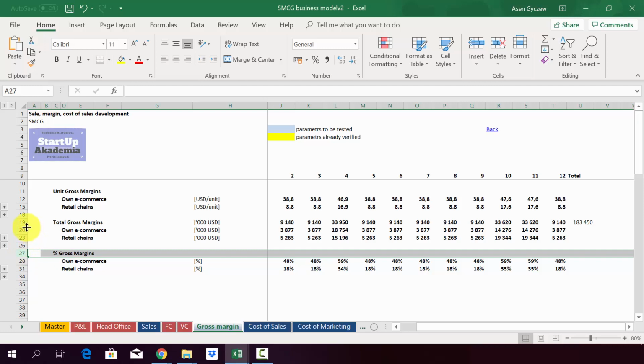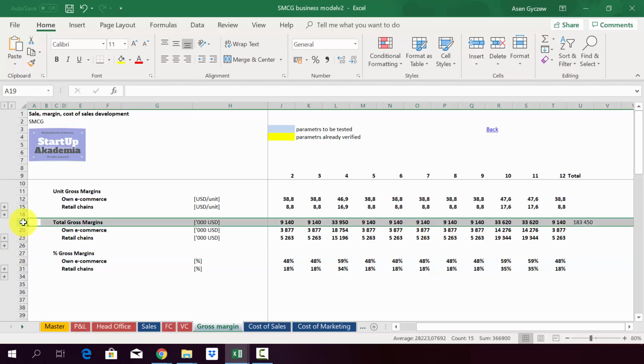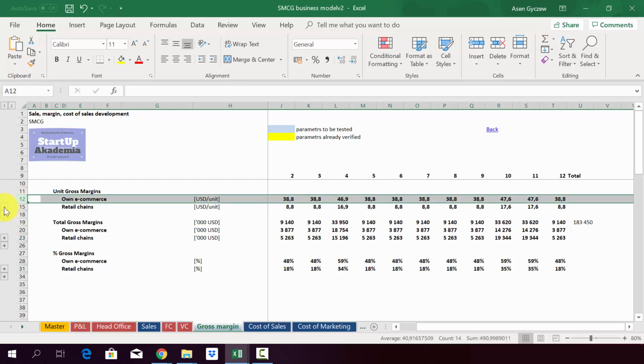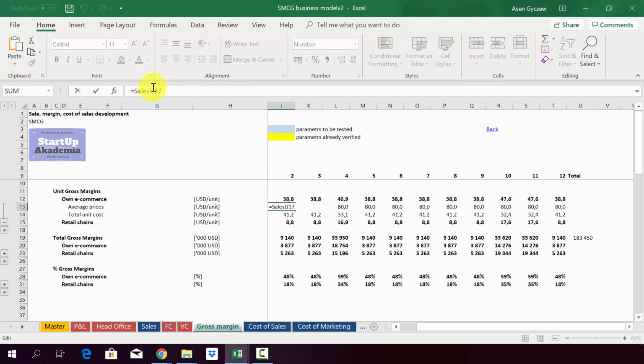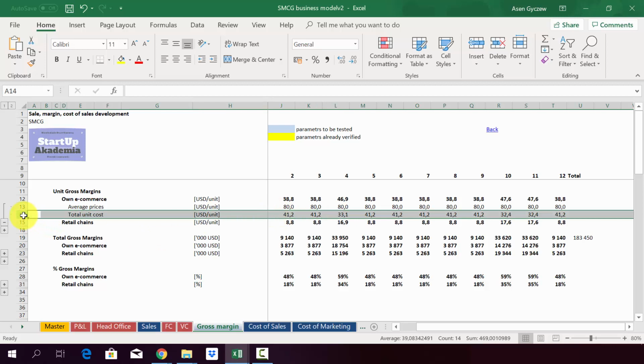So this is the total gross margin divided by the revenues from a specific channel. Now, let's go into details. So when it comes to how we calculate unit gross margin, we simply look at the average price that we have from the sales sheet. So you can see here the address. And then the total unit cost we've got from the previous calculations of fixed and variable unit cost that we add up. In this way, we create the total unit cost.